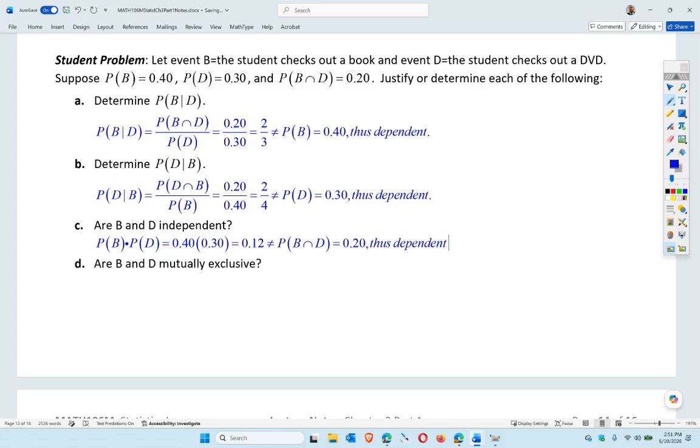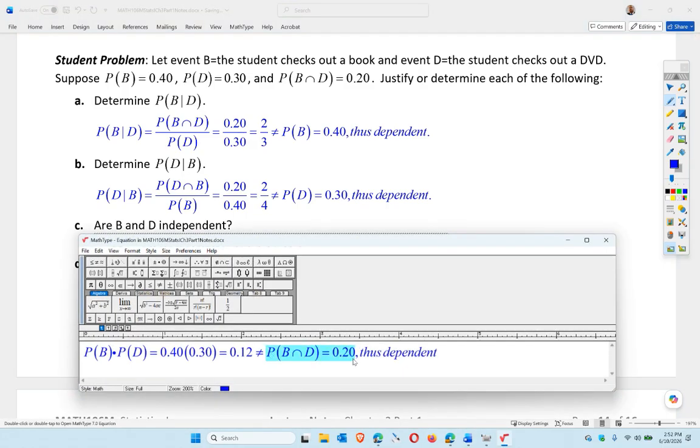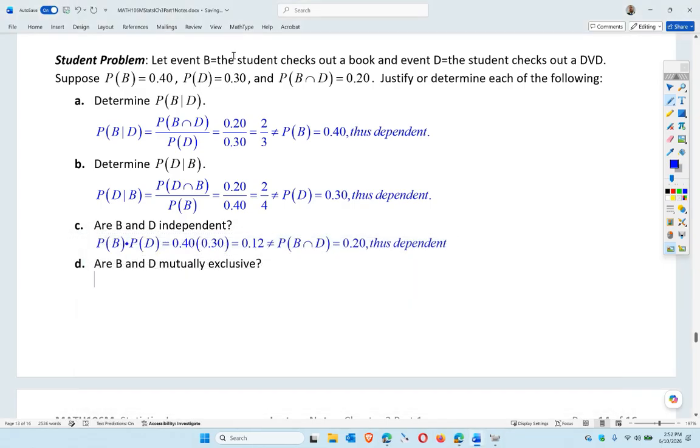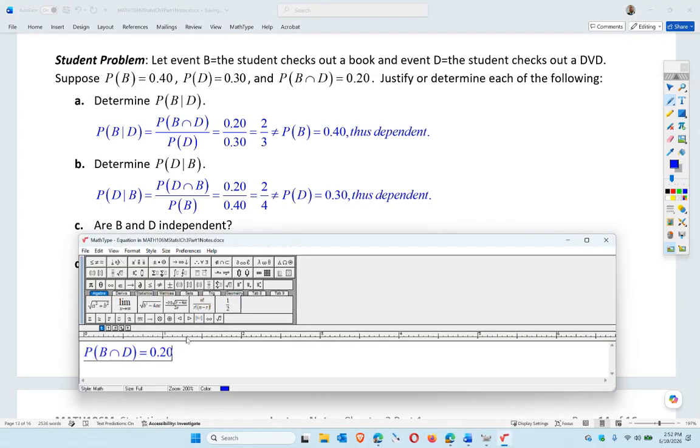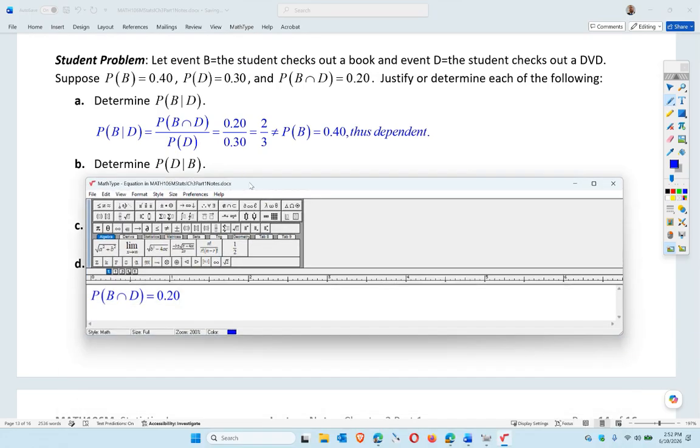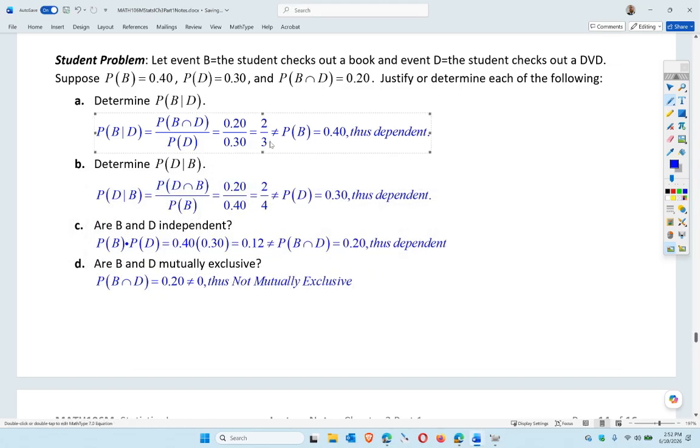Are B and D mutually exclusive? Okay. So, I'm going to cheat here and copy this. Copy. Right? And MathType, paste. Right? Are B and D mutually exclusive? B and D is equal to 0.20, which I'm pretty sure is not 0, thus not mutually exclusive. Right? Because there's only one rule for exclusivity, there are 3 rules for independence, right? Although we don't need to do all 3, we did all 3 essentially.